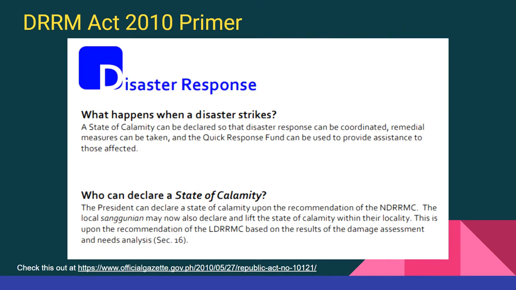So, what happens when a disaster strikes, for example? A state of calamity can be declared so that disaster response can be coordinated. And again, who can declare that state of calamity? The president of the country. The local sanggunian can also declare and lift the state of calamity within their locality based on the recommendation of the local DRRM council.